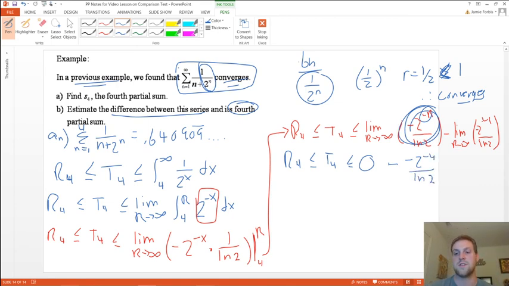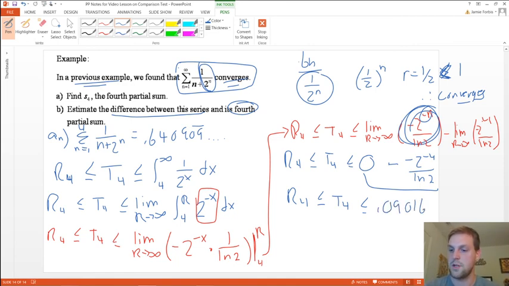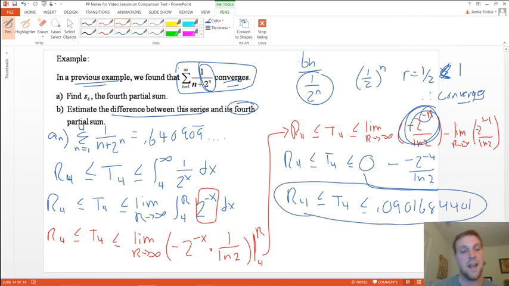Now, you can leave this as a whole quantity if you want, but I just typed it out in the calculator and actually solved it out. Then I got that that's equal to 0.09016844401. So there is my estimation of the error involved with only using 4 terms. And notice how the error is a little bit bigger than the error in the last problem. The last problem we used 100 terms, so the error is going to be a lot smaller.